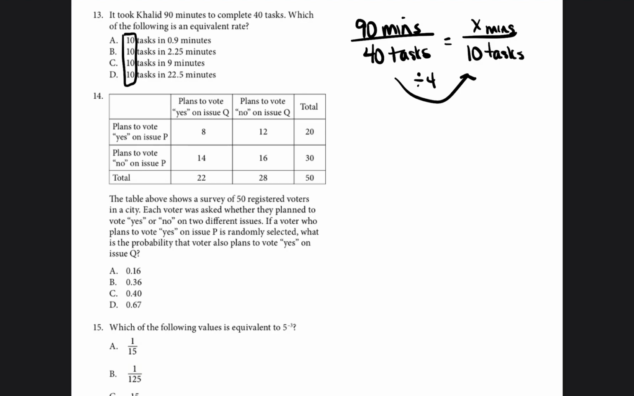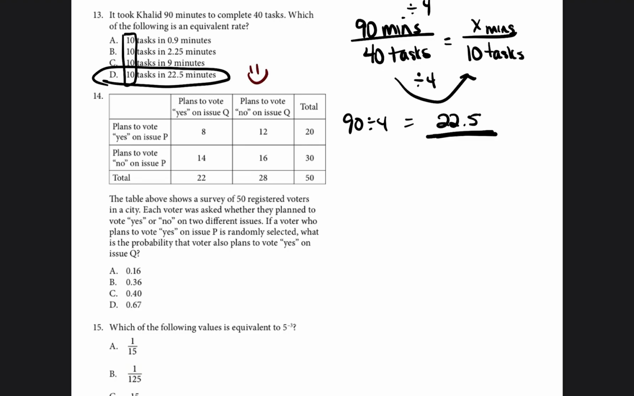So we're also going to divide the top by 4. So we're going to do 90 divided by 4. So 90 divided by 4 is 22.5. So the answer would be B. Oop, no. The answer would be D. Got to be careful not to go too fast. So B is very similar to D, but the decimal is in the wrong spot. So if you did 90 divided by 4, you get 22.5. And so the proper answer would be D.